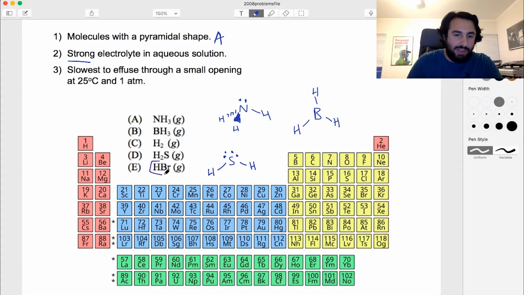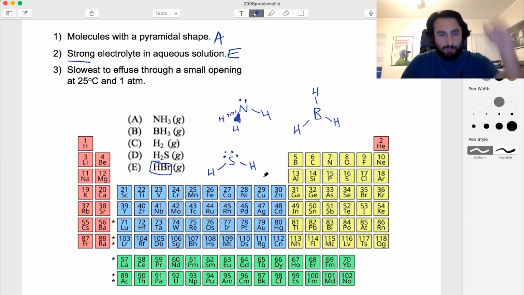But hydrobromic acid, or this is hydrogen bromide, but as a gas, if you put it in water, you've got hydrobromic acid. That's a very, very, very strong acid. So that one works. We're going to put E right there. You put HBr in water, it will dissociate to completion, giving you only bromide ions, and then it'll protonate water molecules, so you'll have a bunch of hydronium.